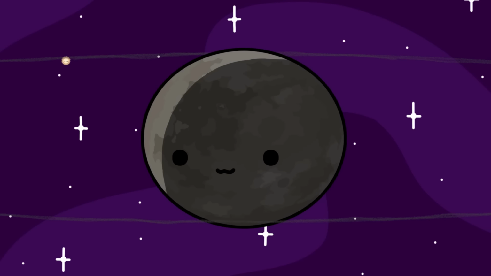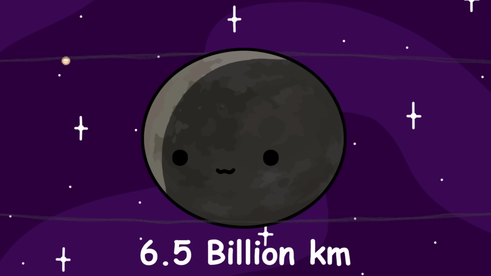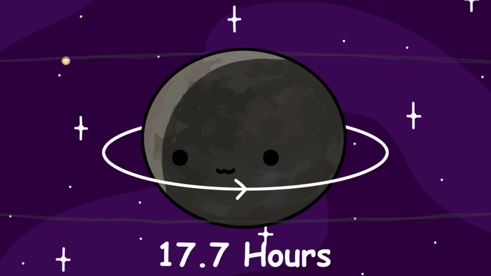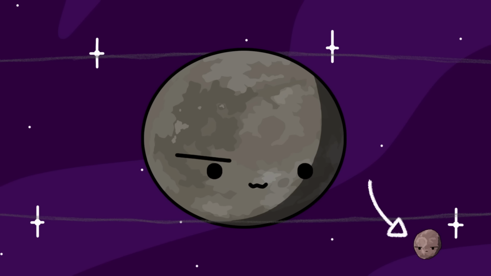Quaoar's average distance from the Sun is 43.7 astronomical units or 6.5 billion kilometers. It takes 289 years to complete one orbit, meanwhile taking 17.7 hours to spin once. Its surface is pretty dark, reflecting only 17% of the light that hits it, which means that its surface is probably devoid of freshwater ice. Quaoar also has some interesting things in orbit around it, 2 rings and a moon named Weywot.